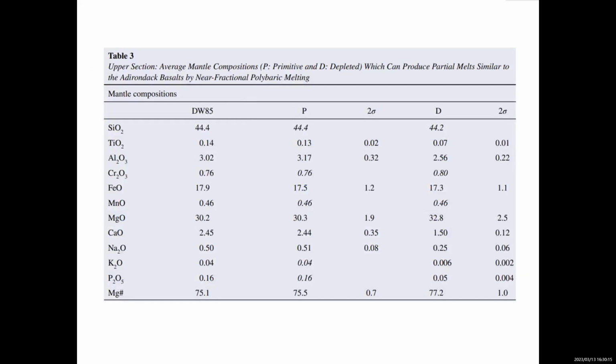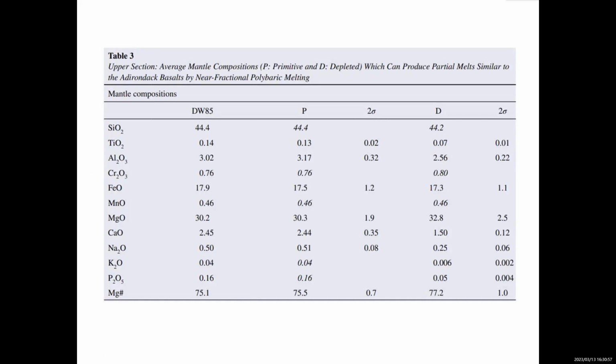So finally, let's look at the Adirondack basalts. Here is what they use as a source composition, what the source composition would likely be. P is the primitive peridotite, and D is a depleted peridotite. It's somewhat similar to what we are expecting. There's never a perfect number for that, but you can also pay attention to the Mg number, which is low. It's about 75, that's 75 or 75%.